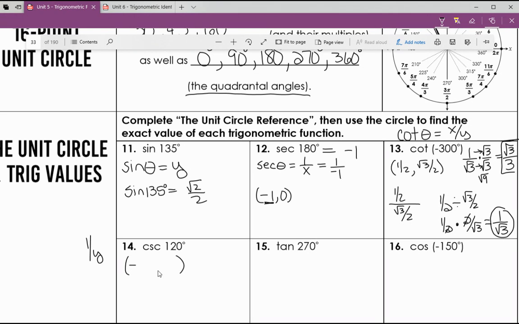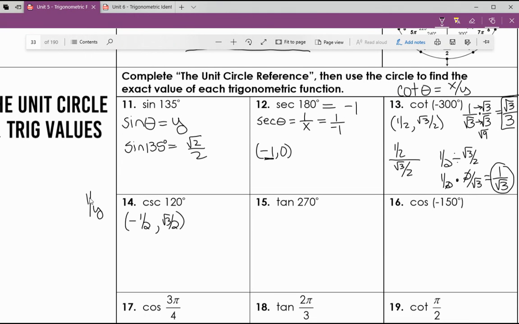I know the first one's negative and the second one's positive because we are in quadrant... one half and then positive radical 3 over 2. Okay, so now we have to take 1 and divide it by y. So 1 divided by radical 3 over 2. If you take 1, and I'm doing old school, divide by radical 3 over 2, that becomes 1 times 2 over square root of 3, which is just 2 over square root of 3.